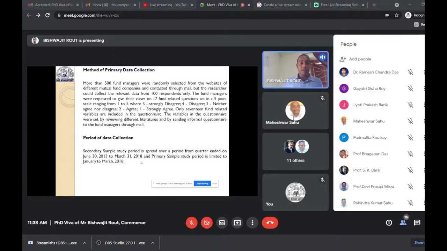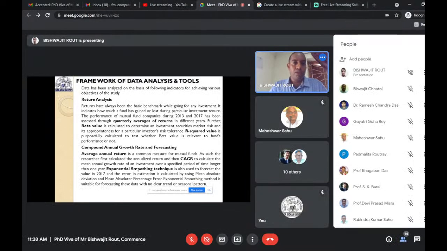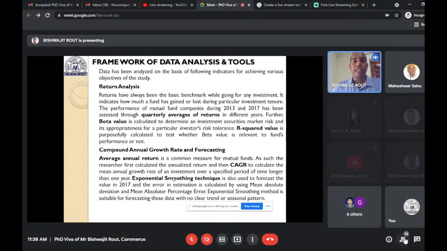The researchers have collected data in the period from 2013 to 2018. So, the framework of data analysis and tools used. Data has been analyzed on the basis of the following indicators.